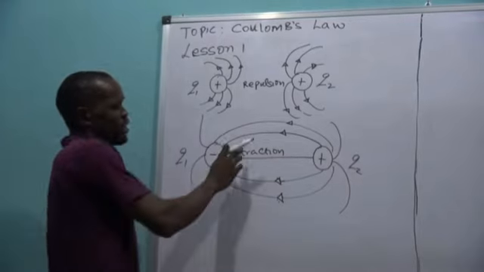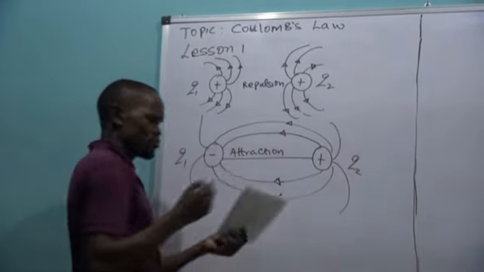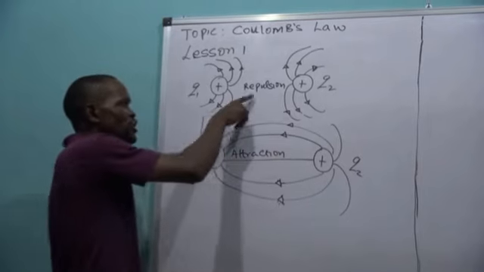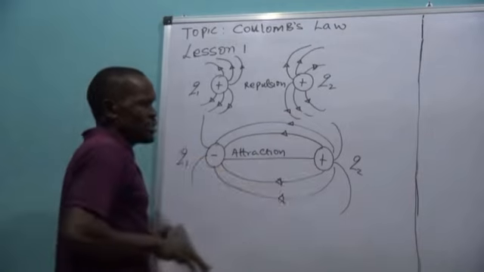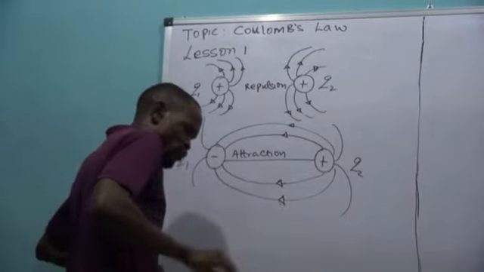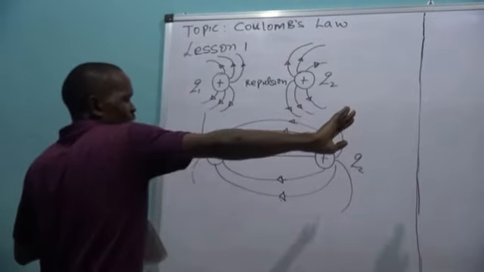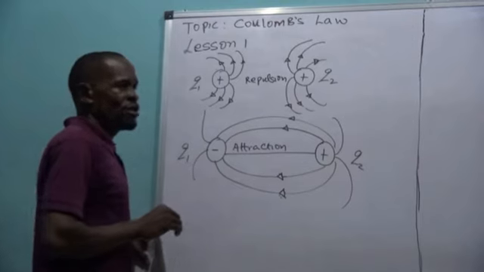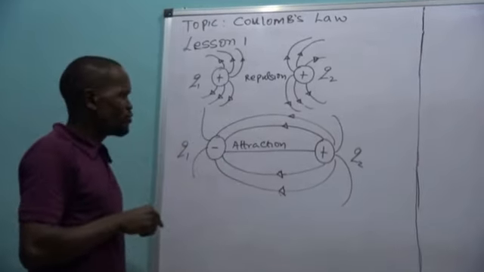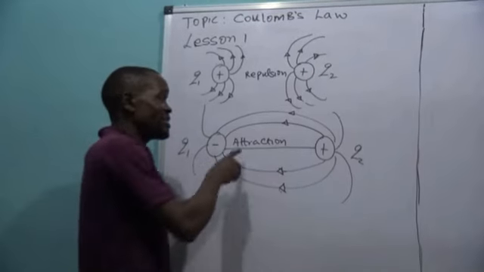For this to be attracted, there is a force, and that force is what we call the force of attraction. For them to repulse, there is a force, and that force is what we call the force of repulsion. For me to move from this place to this place, there's a force.